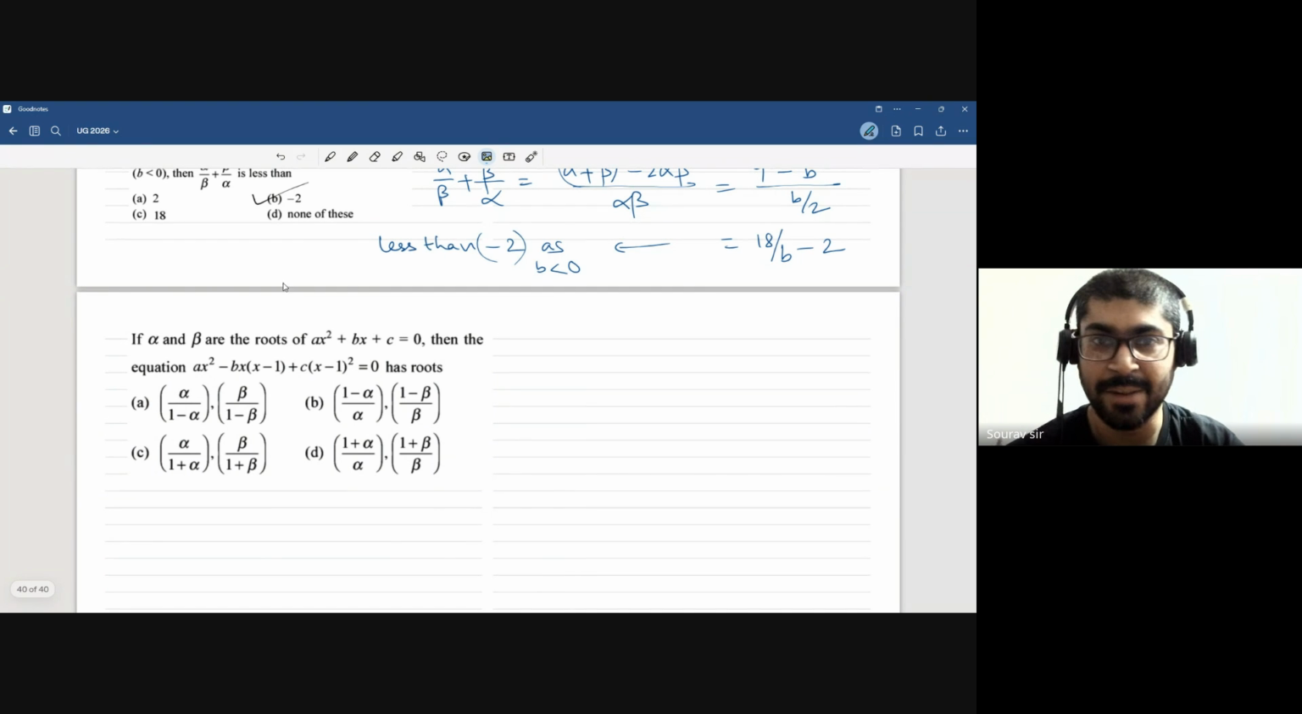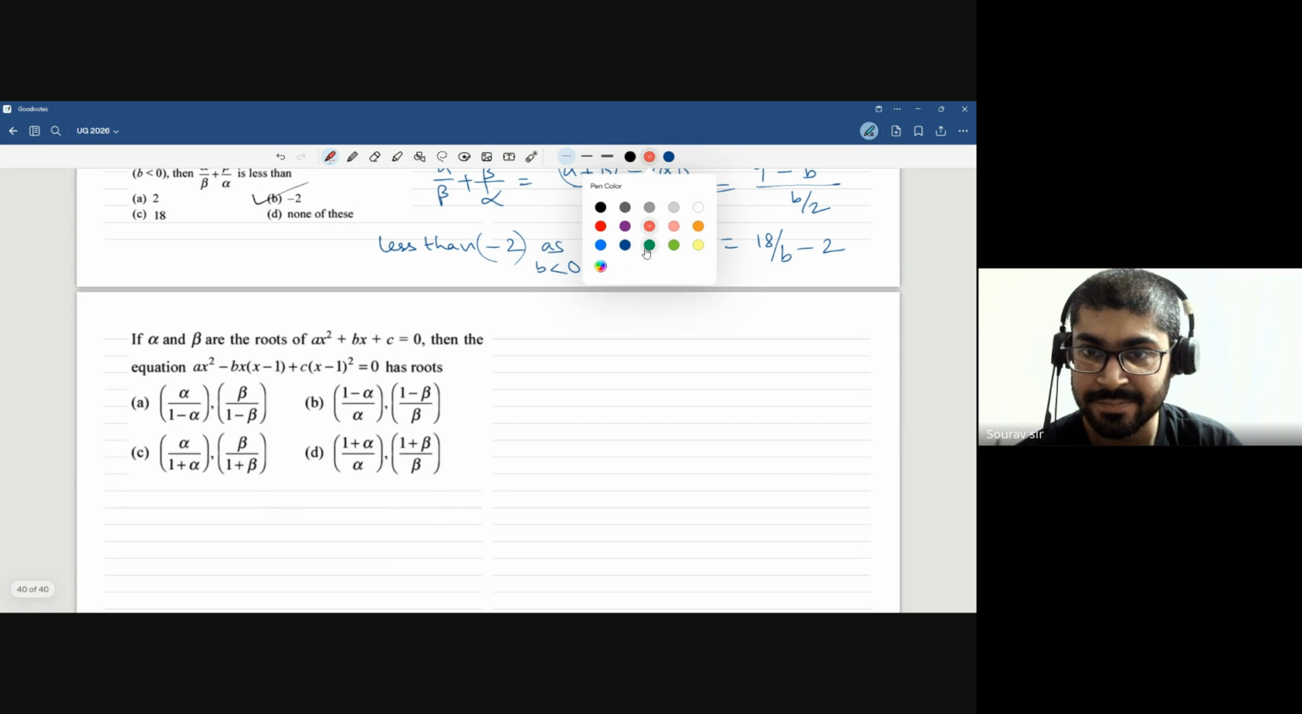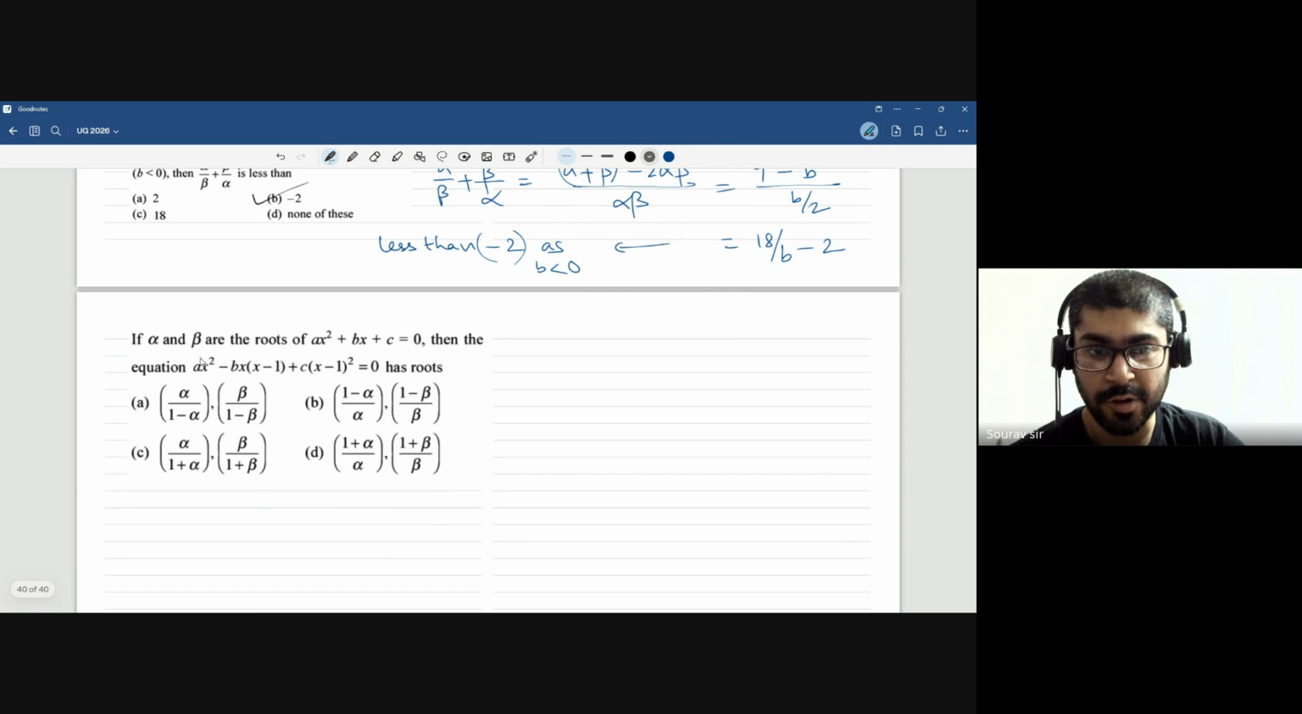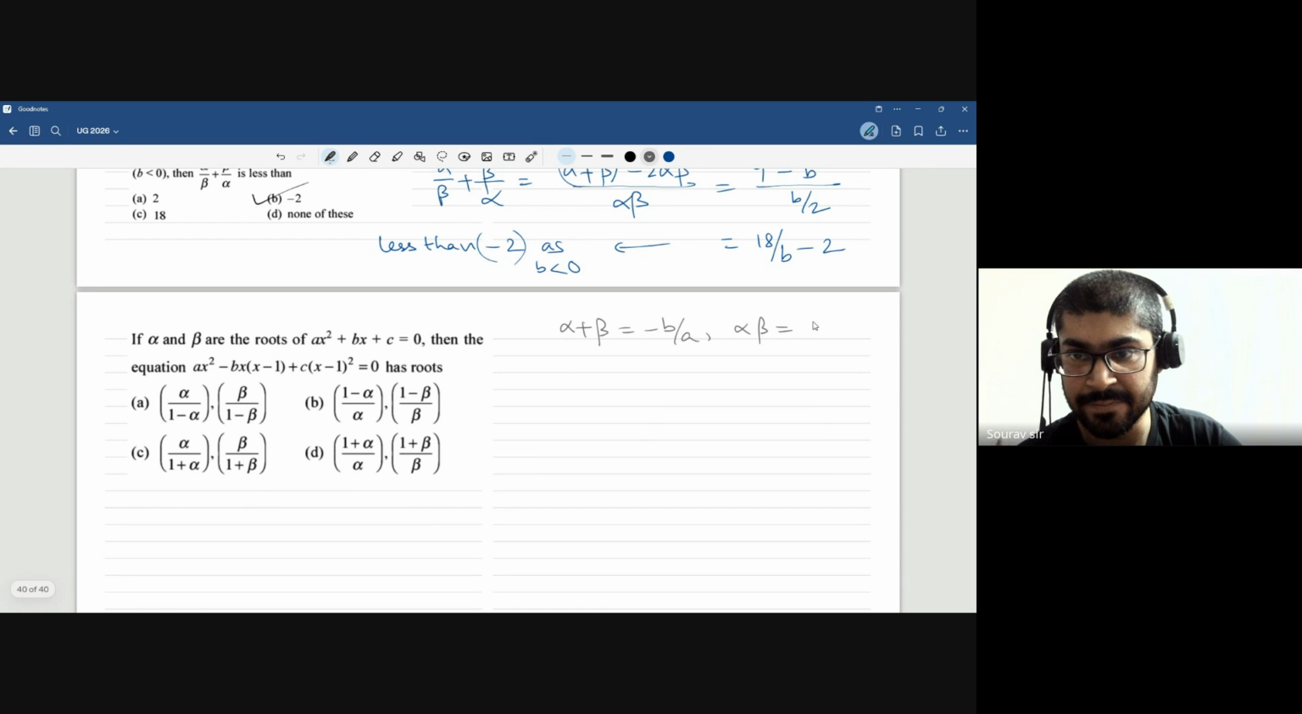If you start with the sum of roots, you will get stuck. Is it C? It is C. So alpha and beta are the roots, so we know that alpha plus beta is minus b by a and alpha beta is c by a. Use the second equation, expand it. You will have to do a bit of algebra here.